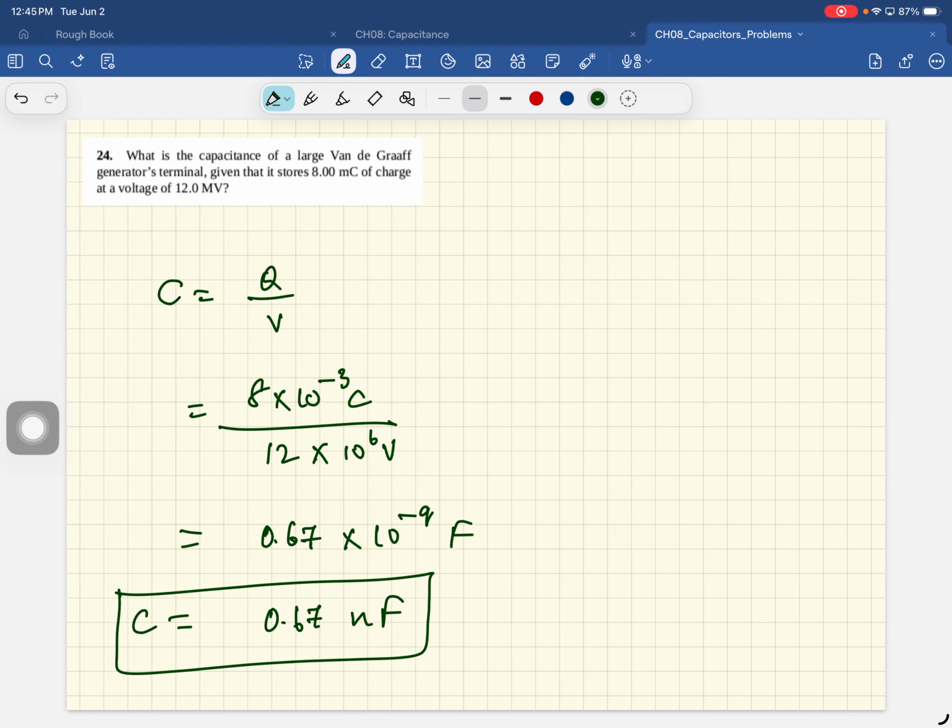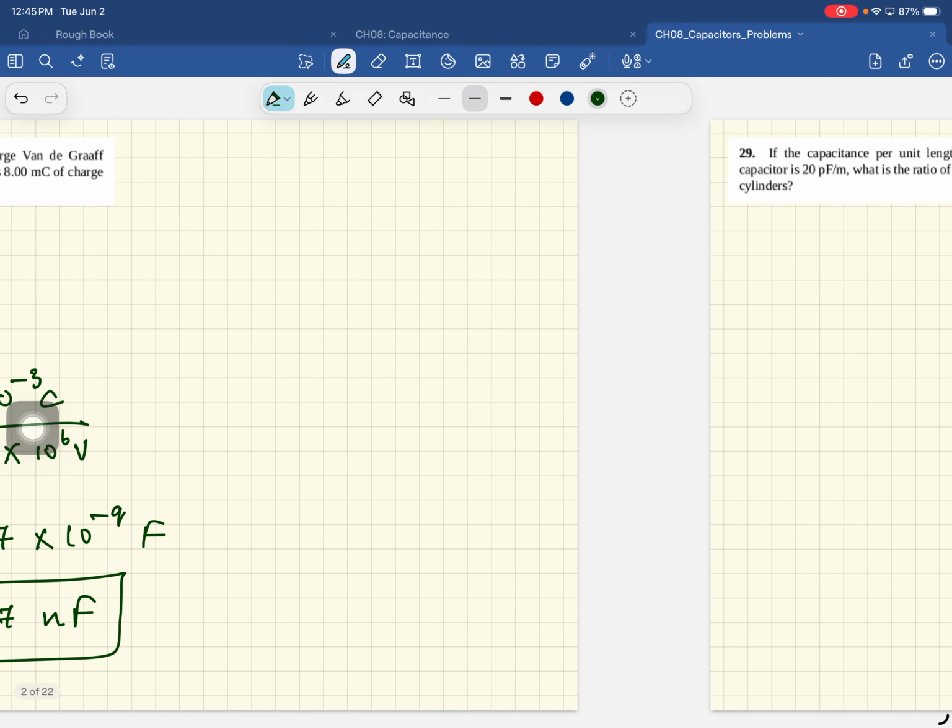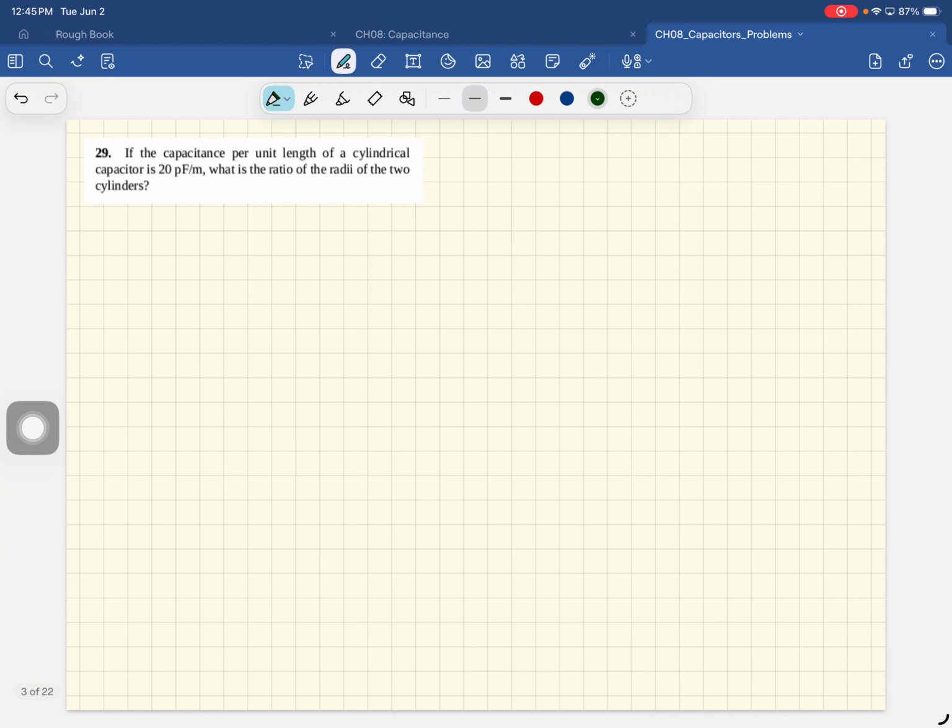An empty parallel plate capacitor has a capacitance of 20 microfarads. How much charge must leak off its plates before the voltage across them is reduced by 100 volts? Okay, so C is Q over V.